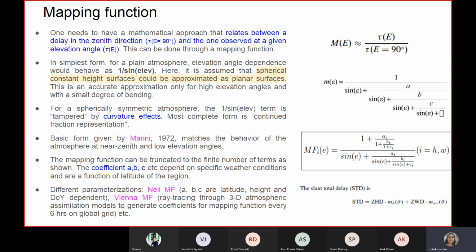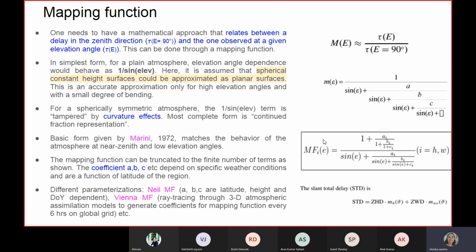Where do we use this wet mapping function? To compute slant wet delay. How do we compute slant wet delay? Zenith wet delay times the wet mapping function. How do we compute zenith wet delay? Subtracting ZHD from ZTD. Similarly, for the dry or hydrostatic portion, this i is substituted with small h. So it will give us the hydrostatic mapping function, or dry mapping function.